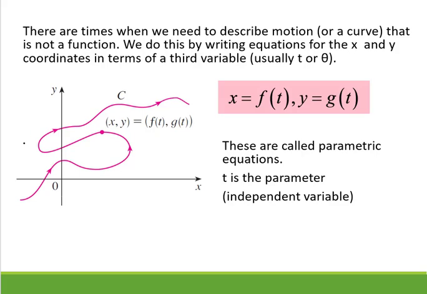We do this by writing equations in x and y, and the independent variable is usually t or theta. So you have an equation where you get your x coordinate in terms of t and your y coordinate in terms of t. These are called parametric equations, and t is the independent variable. Hopefully I said that right earlier.